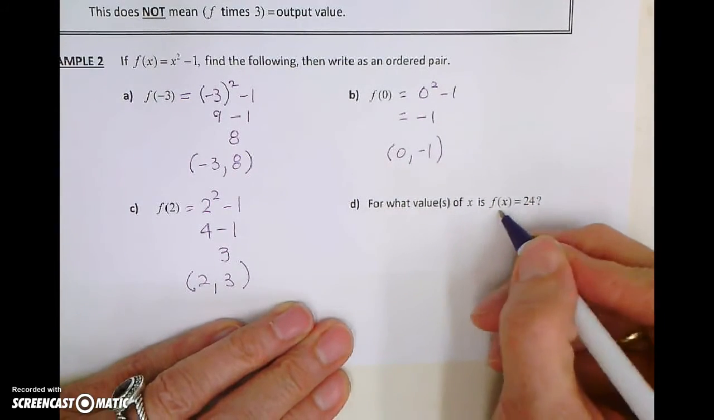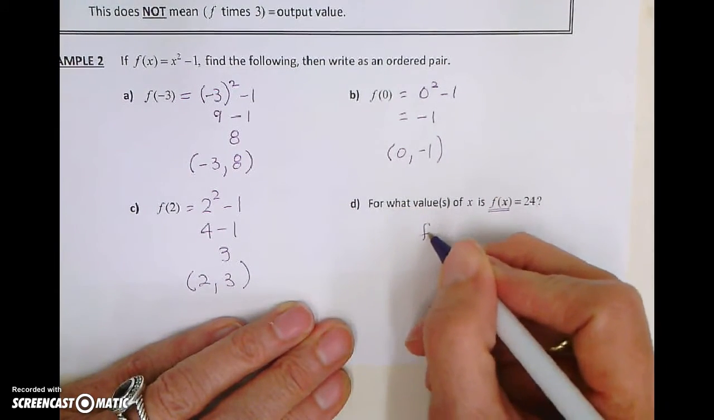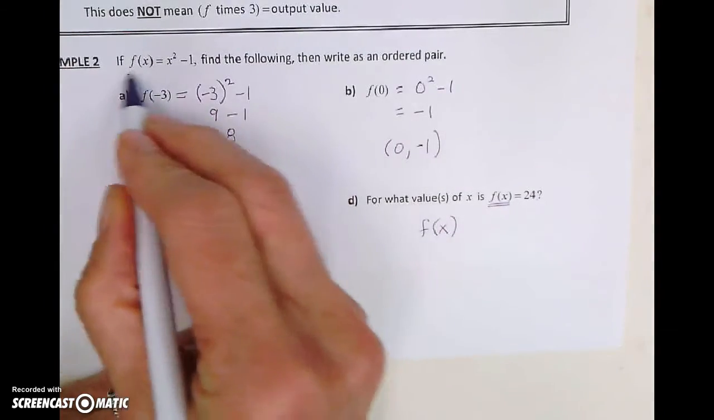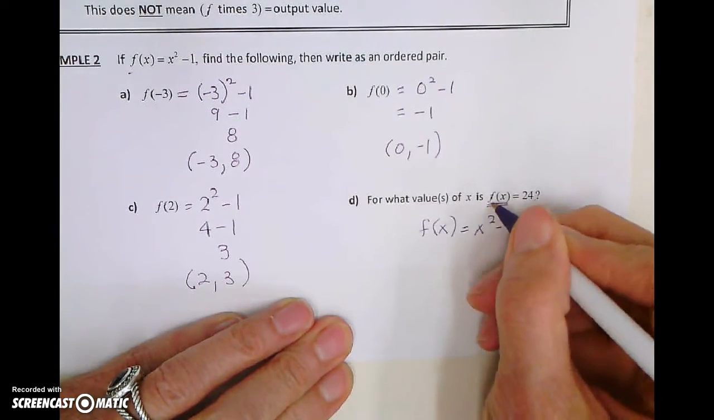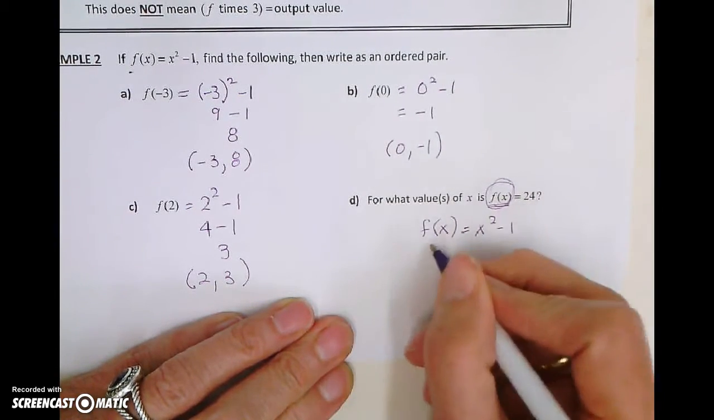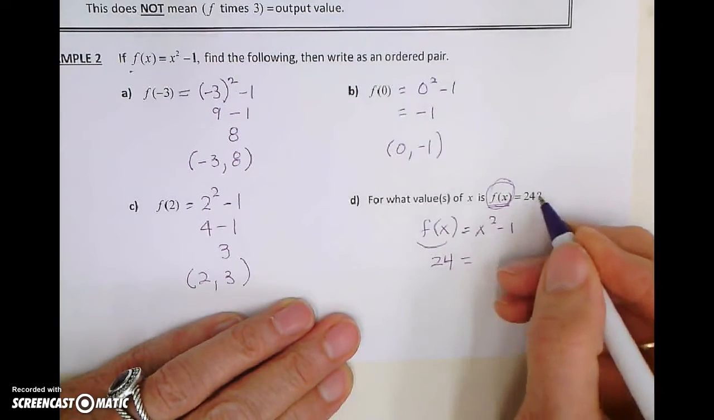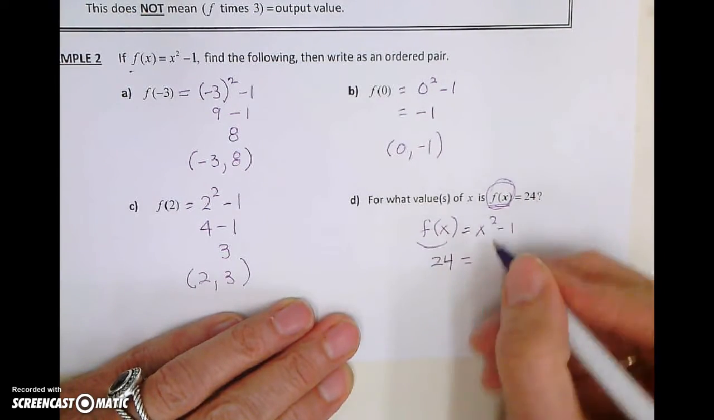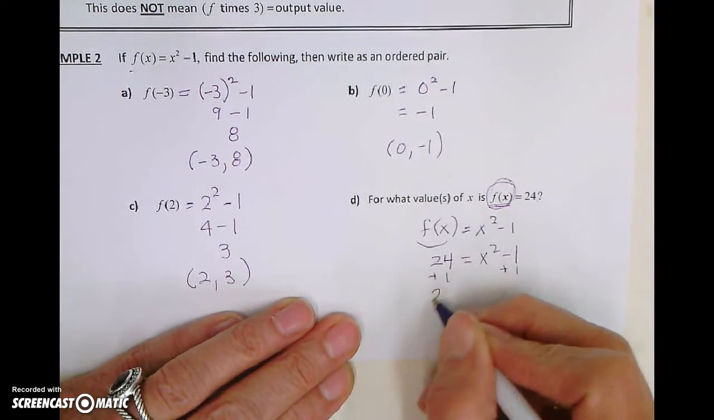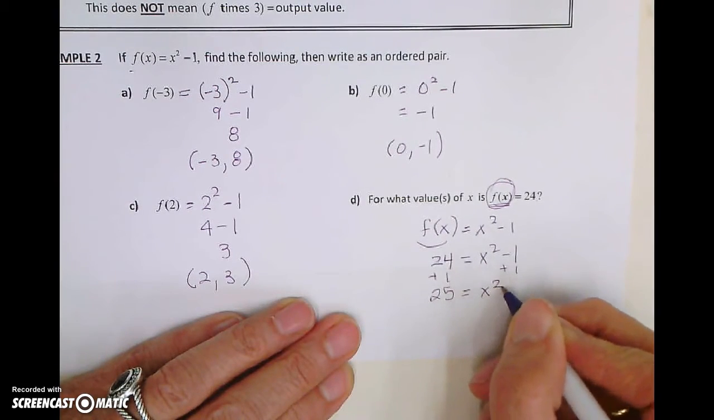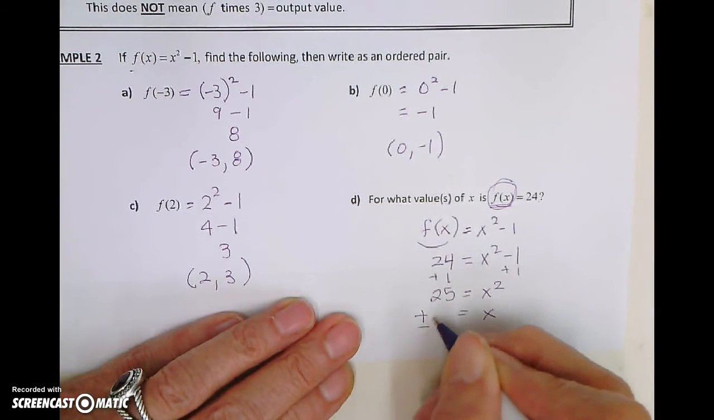For what values of x is f of x equal to 24? So if this is my function rule, I'm going to copy it from up here, right there. F of x is equal to x squared minus 1. This whole unit here is equal to 24. So the output is 24. So my output 24 is equal to x squared minus 1. So now I'm going to add 1 to both sides and get 25 is equal to x squared. So x must be equal to plus or minus 5.